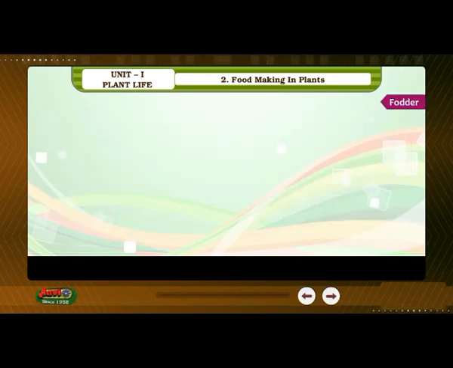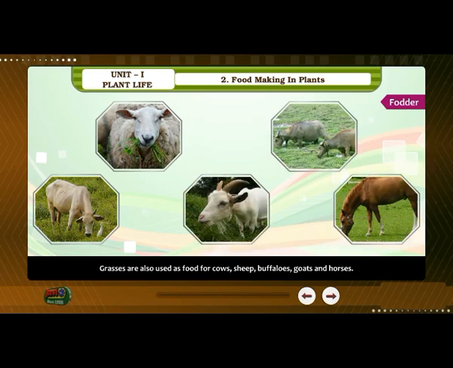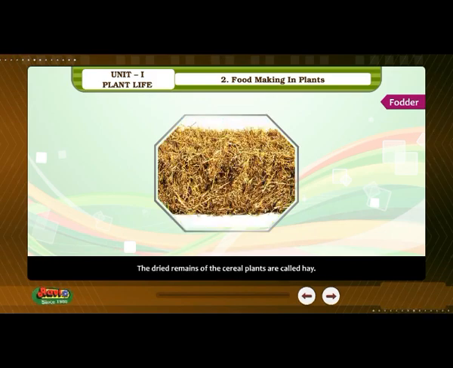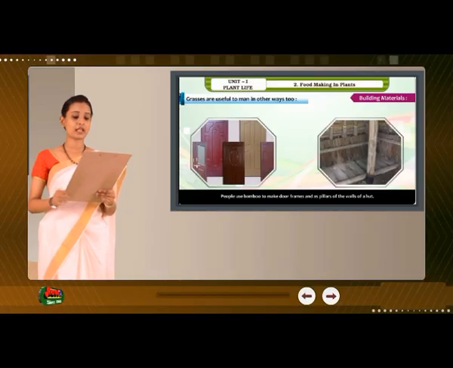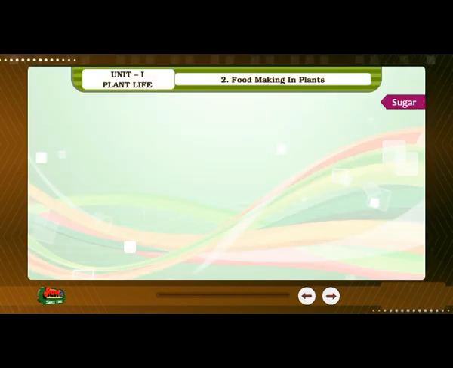Fodder. Grasses are also used as food for cows, sheep, buffaloes, goats and horses. The remains of cereal crops are stored and fed to the cattle. The dried remains of the cereal plants are called hay. Grasses are useful to man in other ways too.